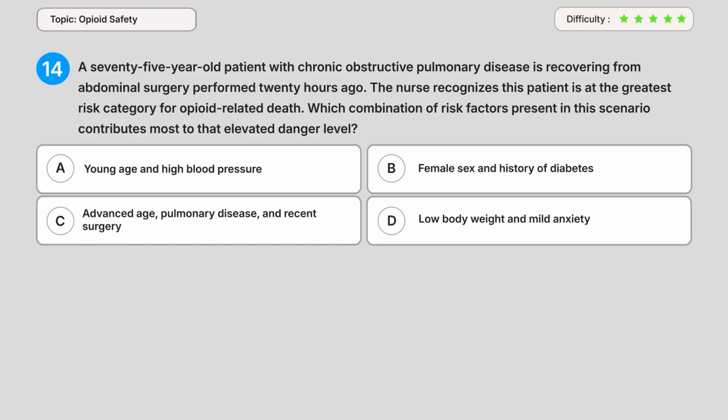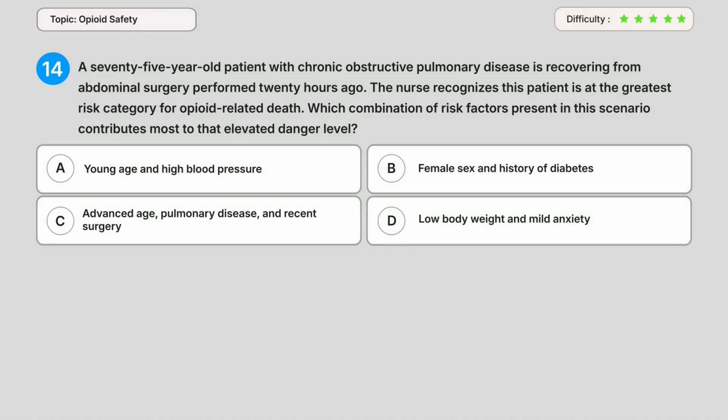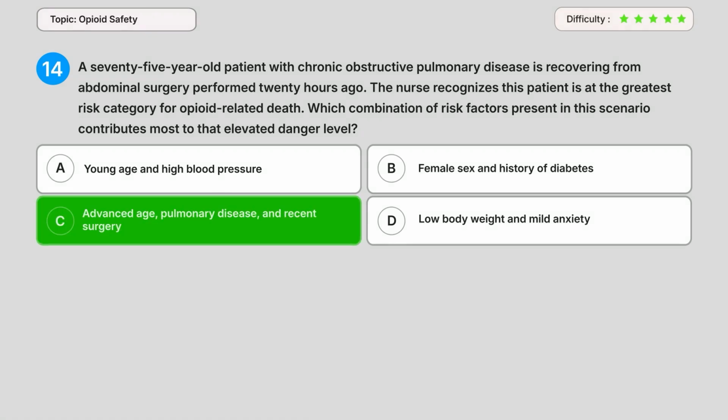A. Young age and high blood pressure. B. Female sex and history of diabetes. C. Advanced age, pulmonary disease and recent surgery. D. Low body weight and mild anxiety. What do you think is the answer? Correct answer, C. Advanced age, pulmonary disease and recent surgery.